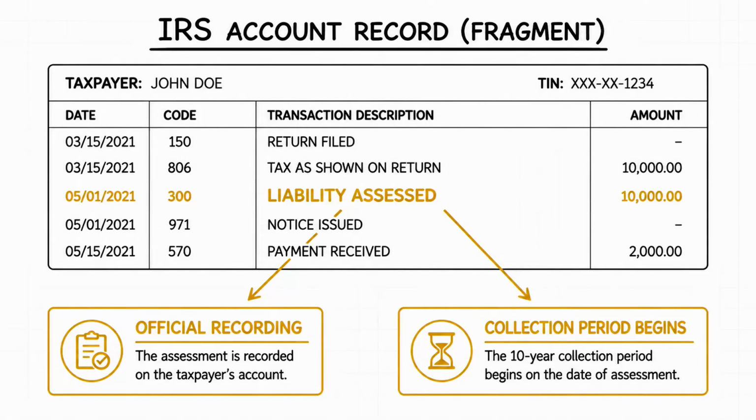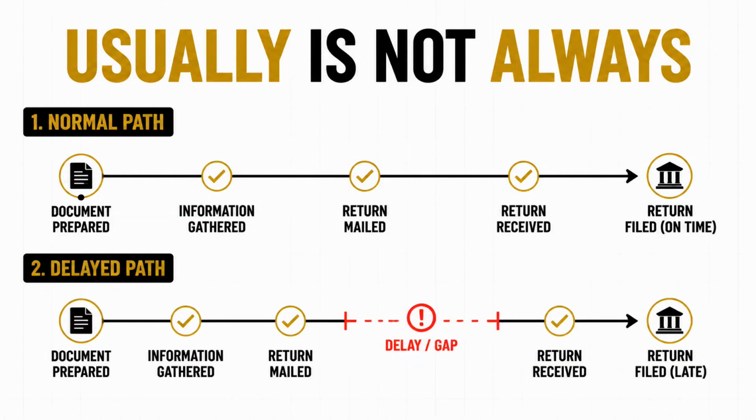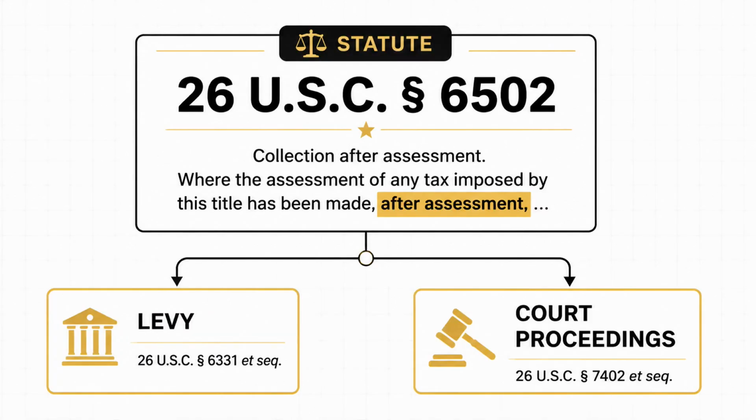The 10-year clock does not start when you file your return. It starts when the IRS assesses the tax. And those two dates are not the same thing. Assessment is the official act by which the IRS records the liability in its system. For a return you filed on time, assessment usually happens within a few weeks of filing. But usually is not always, and the gap matters.